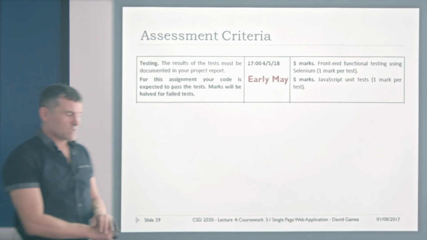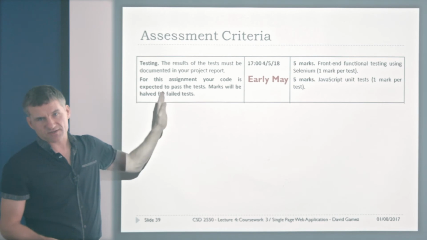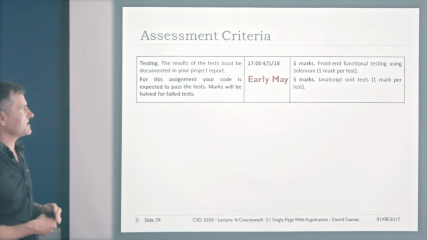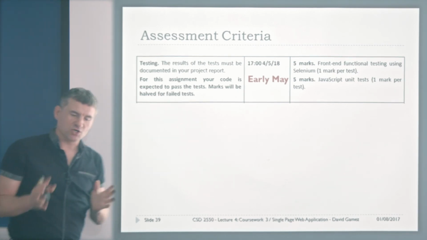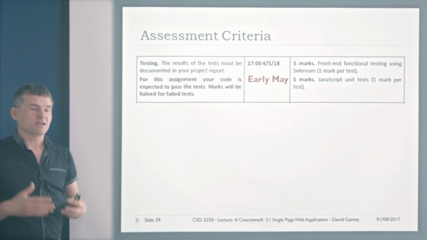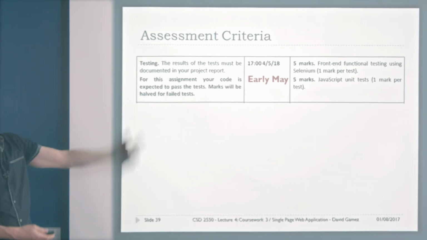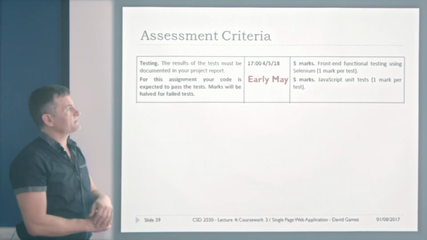Then testing. So Coursework 2 also has marks for testing, and there's a lecture on testing that explains how to do the different kinds of tests. Now in Coursework 2, I'm only expecting you to write tests, but there's no marks for passing the test, okay? But this is Coursework 3, right? This is for people who like a challenge, who want to get a first, right?